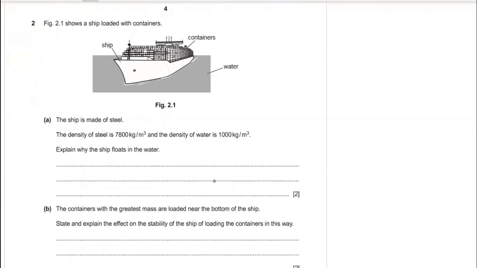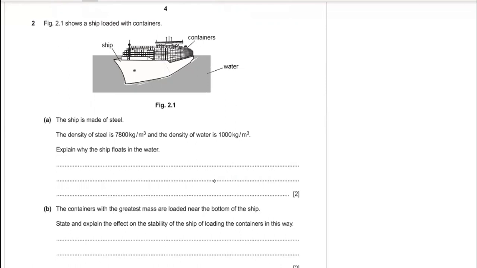Figure 2.1 shows a ship loaded with containers. The ship is made of steel. The density of steel is 7,800 kilograms per cubic meter, and the density of water is 1,000 kilograms per cubic meter. Explain why the ship floats in the water.